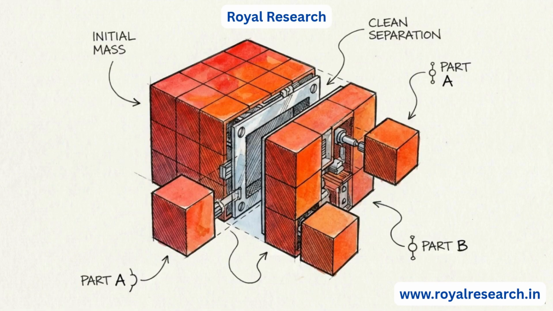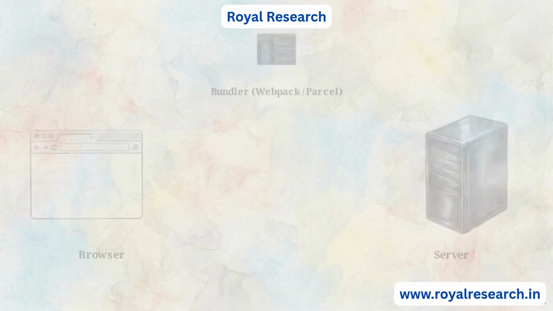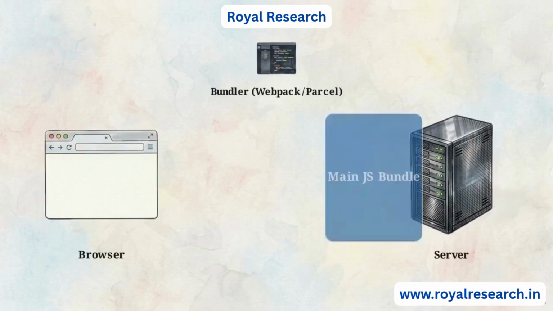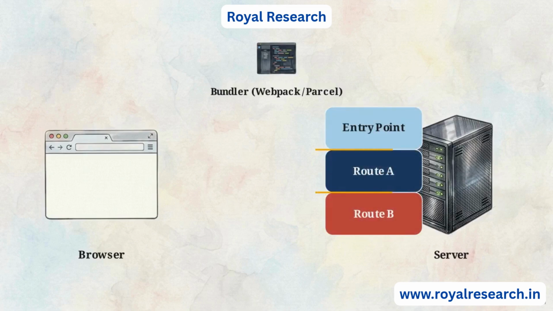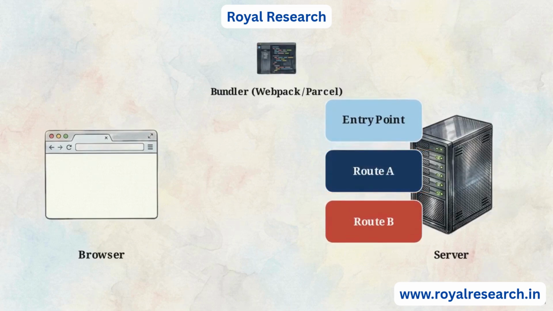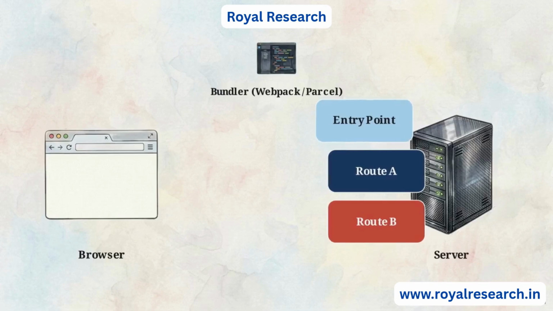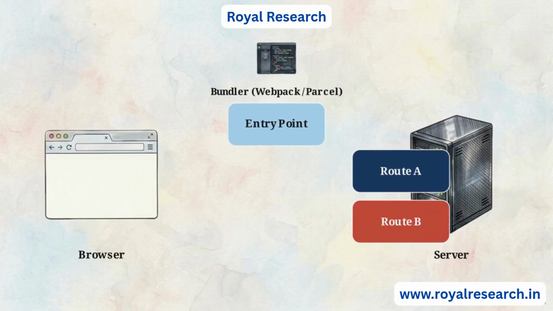The structural solution to a monolithic codebase is code splitting. This animated diagram illustrates modern JavaScript bundlers like Webpack or Parcel. They automate the division of a single codebase, slicing the main bundle into logical, distinct modules. Here, we see an entry point separating from distinct interface routes.